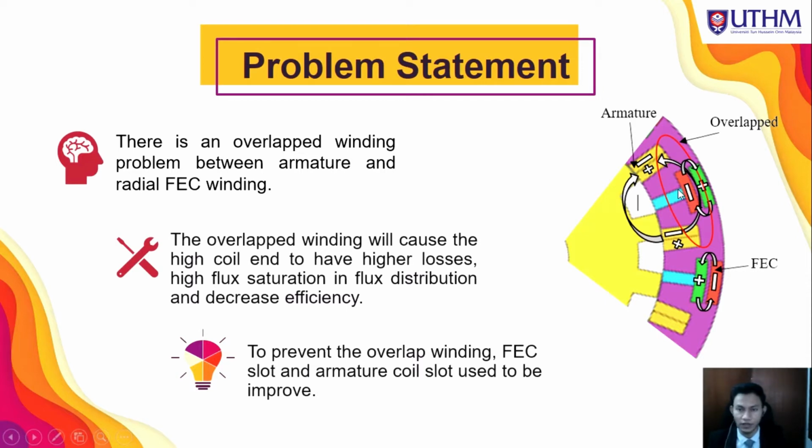The overlap winding will cause high coil end, higher losses, and high flux saturation in the flux distribution, and this overlap will also decrease the motor efficiency. To prevent the overlap winding, the FEC slot and armature slot need to be improved.